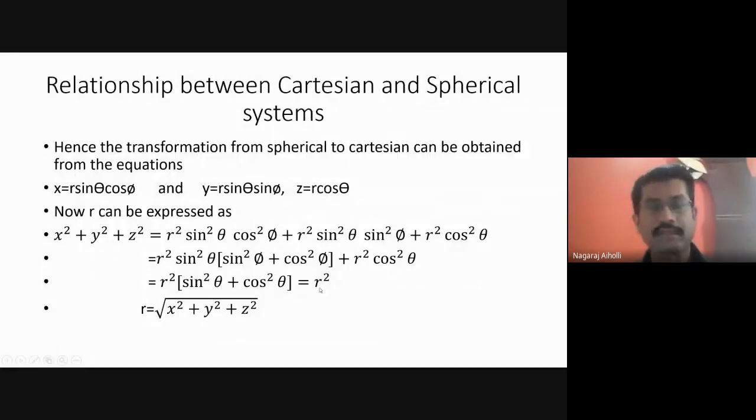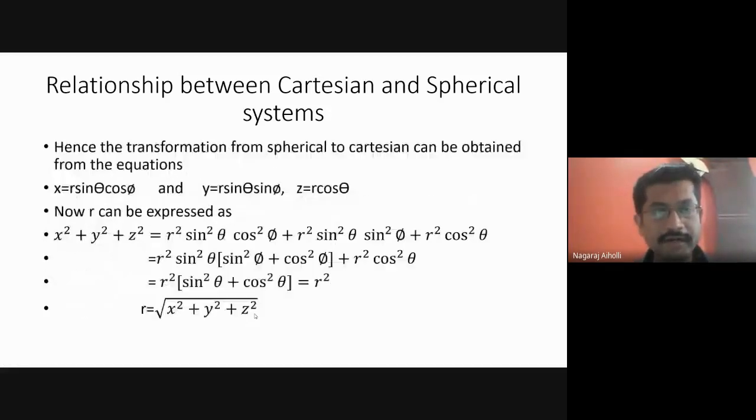Therefore, what will be r? We know that x square plus y square plus z square is equal to r square. Hence, r will be equal to the square root of x square plus y square plus z square.